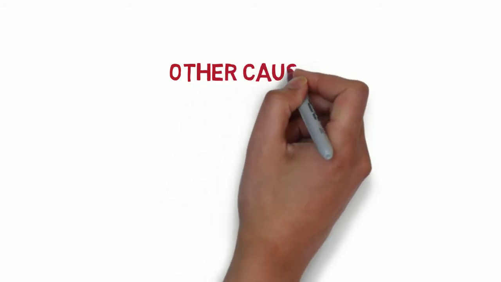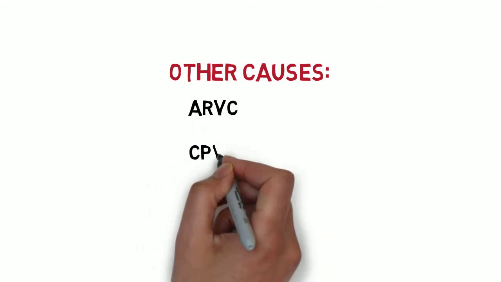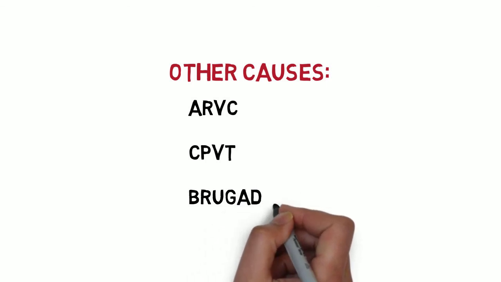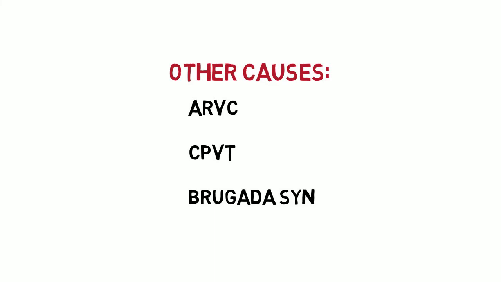And now, what are the other causes of sudden cardiac death in young healthy individuals? The second most common causes of sudden cardiac death are arrhythmogenic right ventricular cardiomyopathy, catecholaminergic polymorphic ventricular tachycardia, and Brugada syndrome, which is common in Asian people.